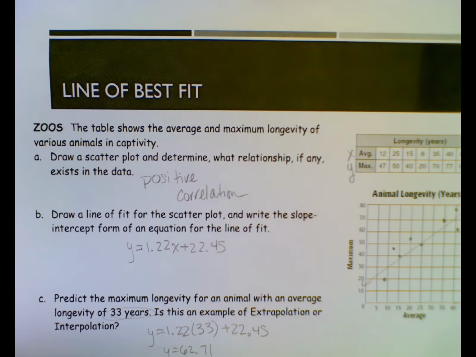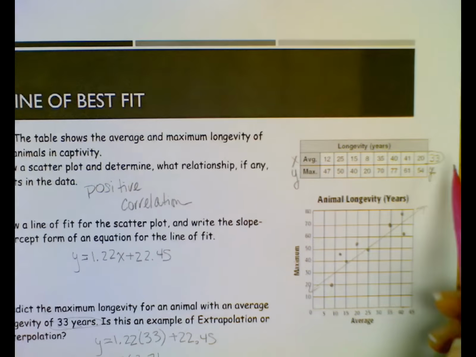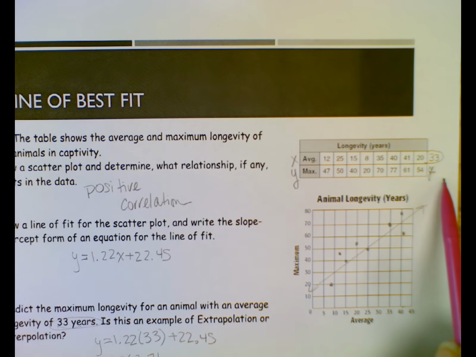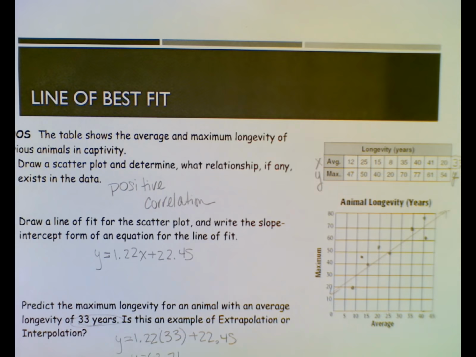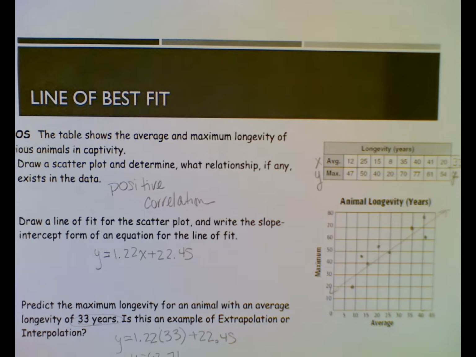So again, make sure you always know what information you're being given. If you're given y, you plug in y. If you're given x, you plug in x. All right, so that about does it. I know that was fast, so if you need to rewind, please go back and rewind.